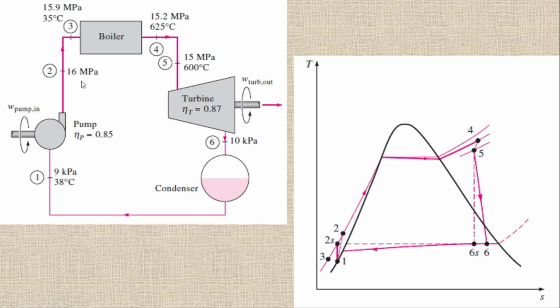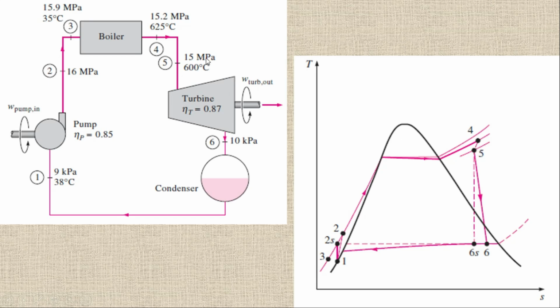So at 2 we have the state which is 16 megapascal. At point number 3, you can see this is 16 and this is 15.9 and 35 degrees Celsius. So it means the pressure has dropped again. So point number 3 is somewhere at the lower pressure, on the bottom side. This is the inlet of the boiler, and then we have the boiler, but actually it should be like this one, but we have the pressure drop, and we are getting this value rather than this one. So we have point number 4, which is 15.2 and 625. Then we have point number 5, which is 15 megapascal and 600.